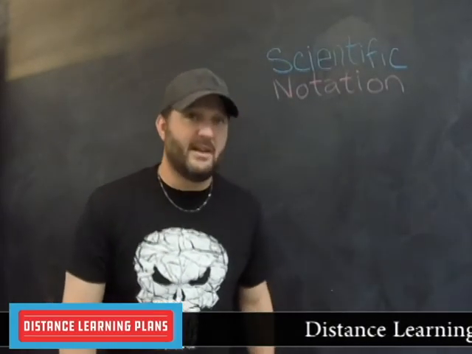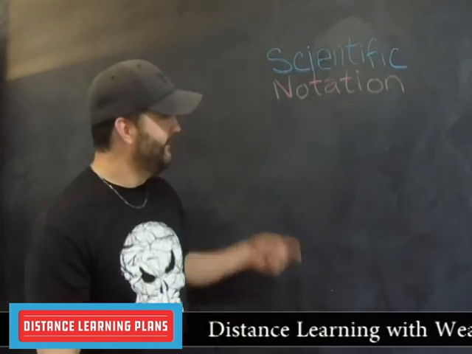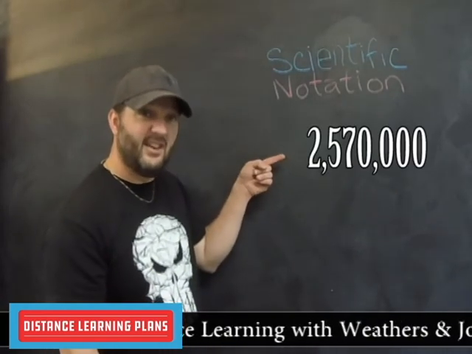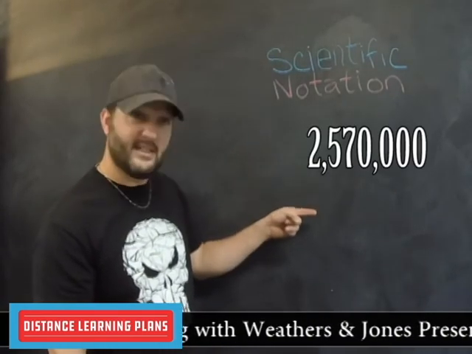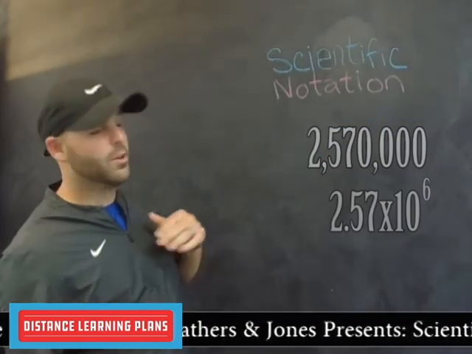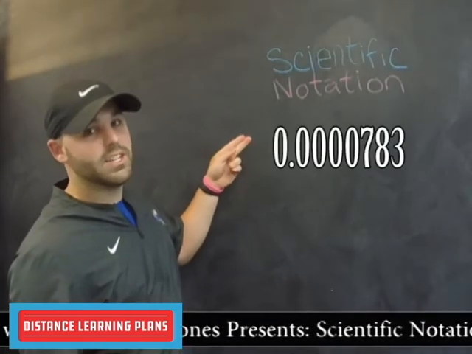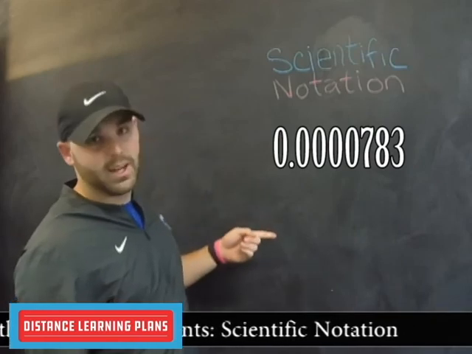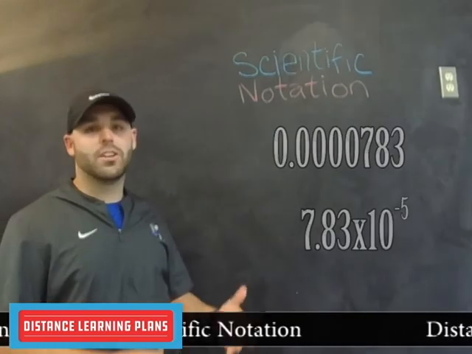In this first lesson we're going to talk about scientific notation, which is basically a way of taking a big number like this and rewriting it in a smaller form like this. We can also take a smaller number like this and change it into a different form like this. Now let's take a look at how this works.